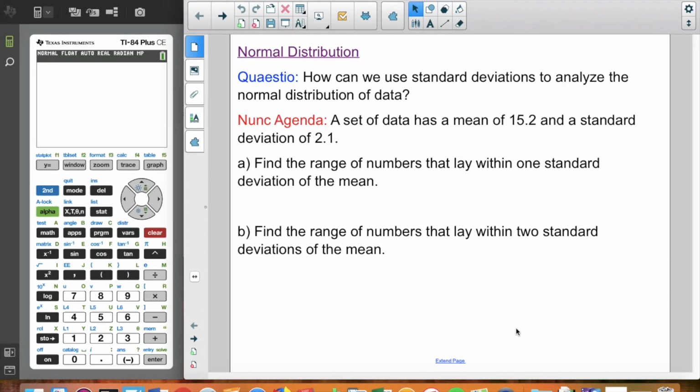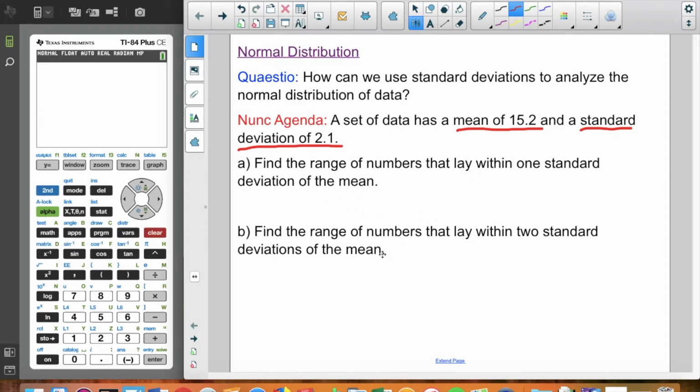We're going to continue our statistics unit. We're going to look at something called normal distribution. But before we do that, let's look at the do now. It says a set of data has a mean of 15.2 and a standard deviation of 2.1. Find the range of numbers that lie within one standard deviation.